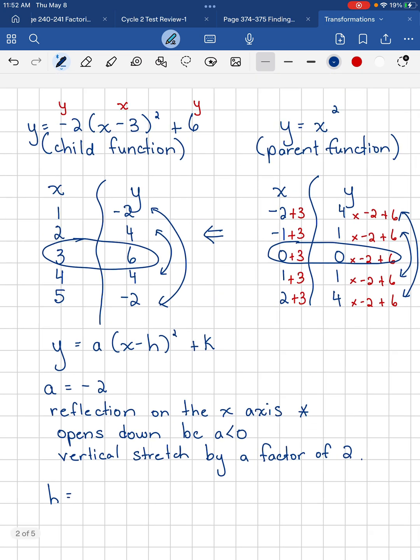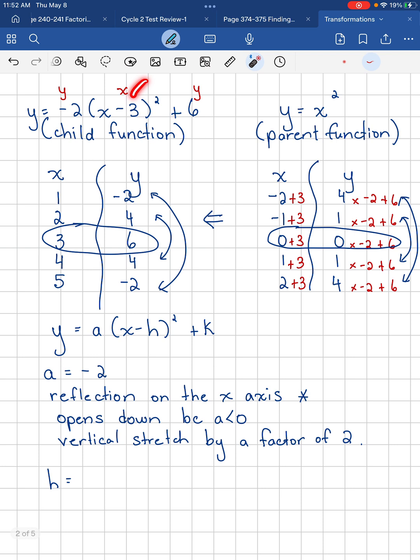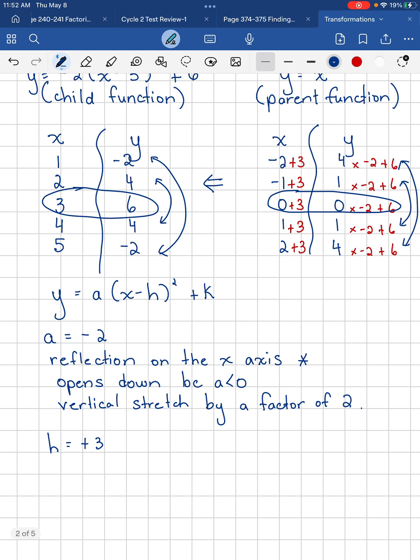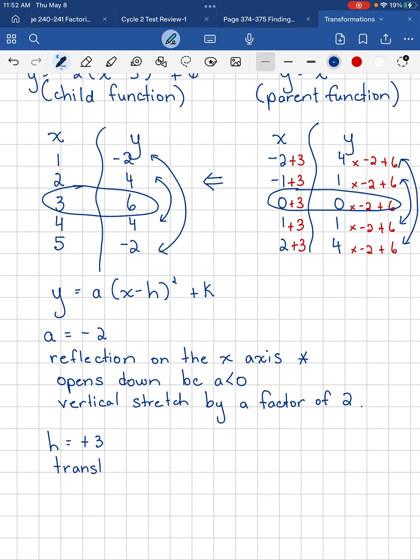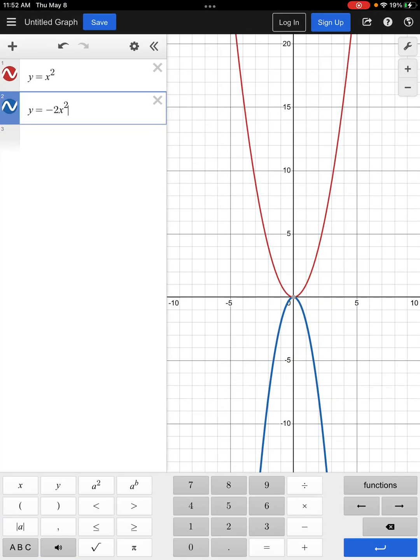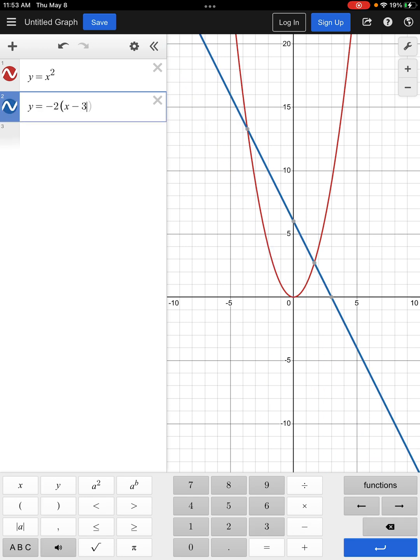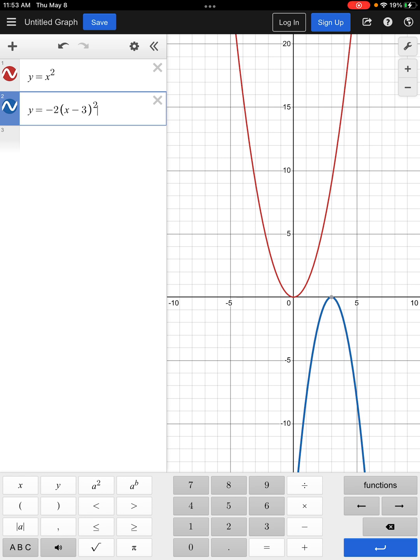The H value, as you remembered, looks like it's -3, but you have to remember to take the opposite, so it's actually H equals +3, which means it's a translation, which means it moves 3 units, and because it's plus, it's going to the right. So I'll just show you what that looks like on Desmos here. I'm just gonna add a +3 in the bracket, x. There you go. As you can see, my equation is x minus 3, but my parabola is moving 3 units to the right. Okay, so be careful with that.